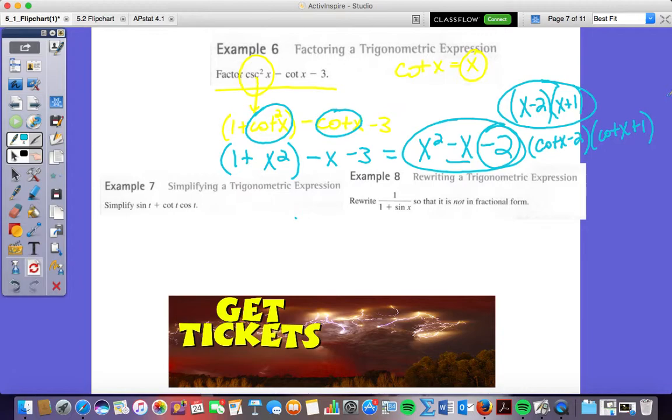Okay. You just stole my tickets. 1b and 2a. Actually, you just stole my tickets.